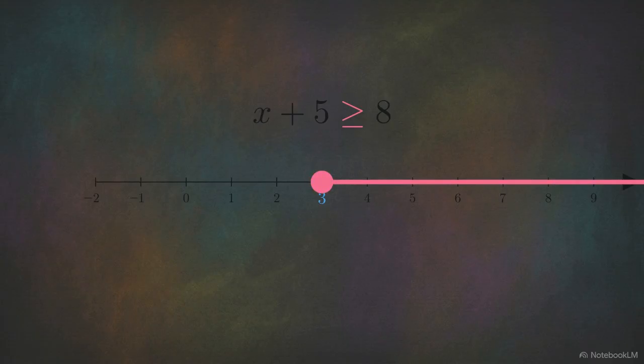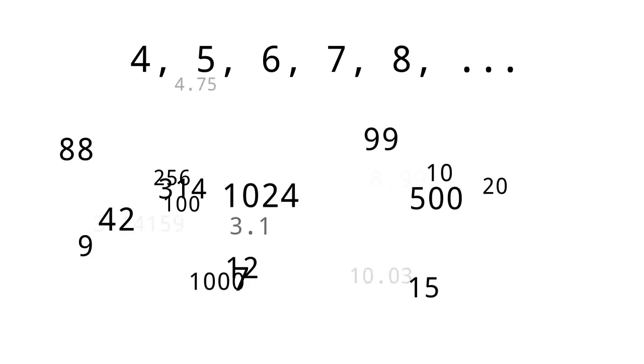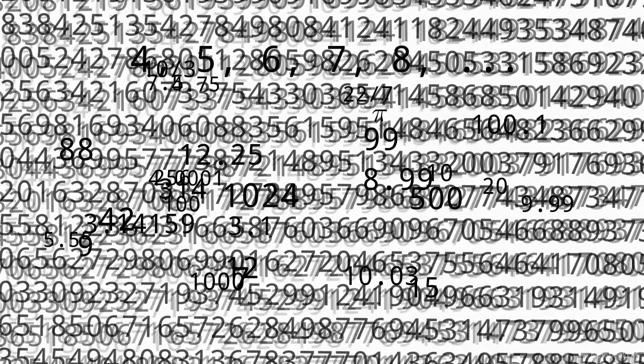If x plus 5 equals 8, x has to equal 3. There is exactly one answer. But replace that equal sign with an inequality. x plus 5 is greater than or equal to 8, and the solution expands to include 3 and every number larger. Since it is impossible to manually list every number out to infinity, visual representation becomes a requirement to show the full scope of the answer.